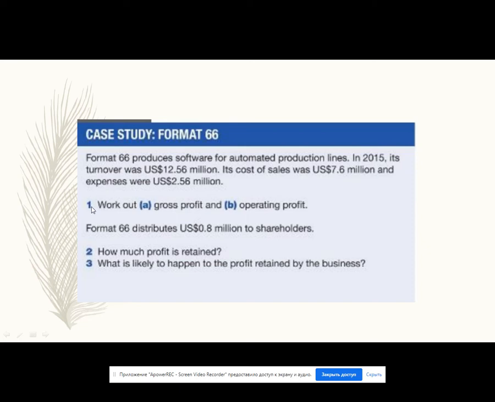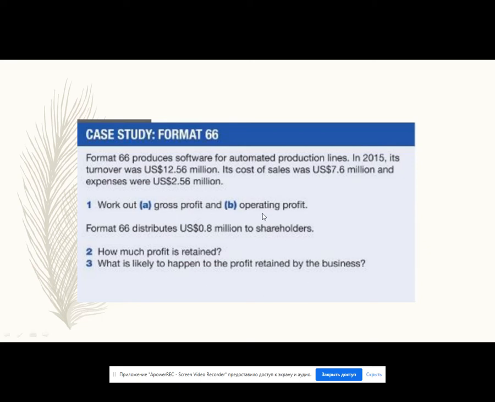You remember that under expenses, we understand indirect costs like administrative expenses, marketing expenses, selling expenses. Okay, so number one, work out gross profit. What is the formula for gross profit? Gross profit is sales turnover less cost of sales. Sales turnover is 12.56 million, right? And cost of sales is 7.6. So gross profit is going to be 12.56 less 7.6 million, and it's going to be 4.96. That is gross profit.